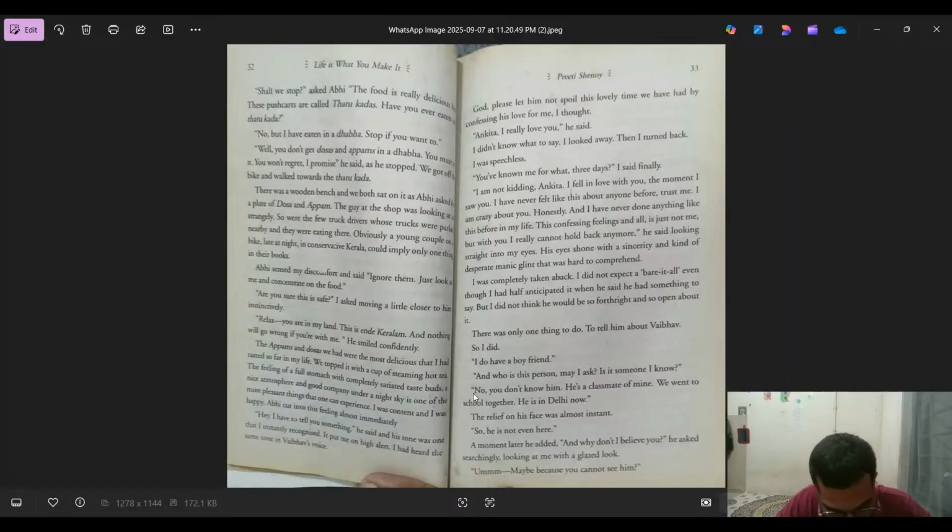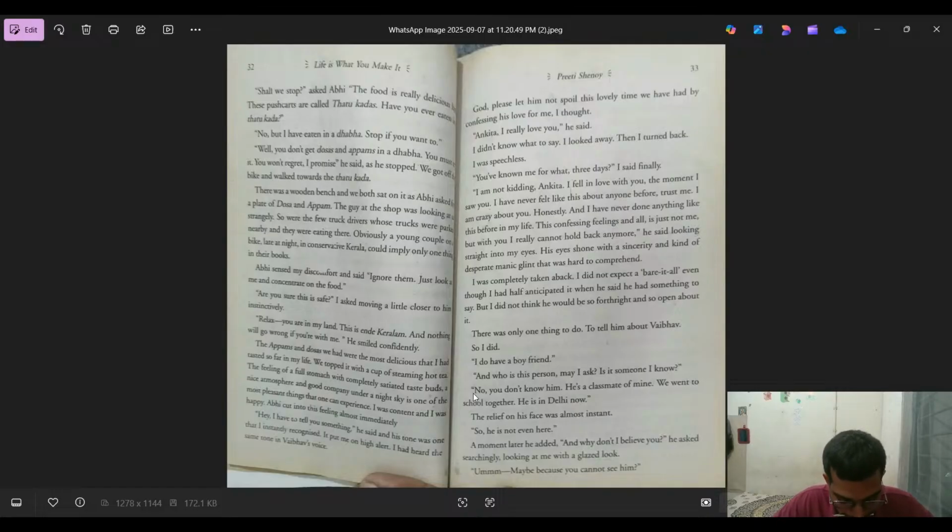Obviously, a young couple on a bike late at night in conservative Kerala could imply only one thing in their book. Abhi sensed my discomfort and said, "Ignore them. Just look at me and concentrate on the food." "Are you sure this is safe?" I asked, moving a little closer to him instinctively. "Relax, you are in my land. That is Kerala, and nothing will go wrong if you are with me." He smiled confidently.